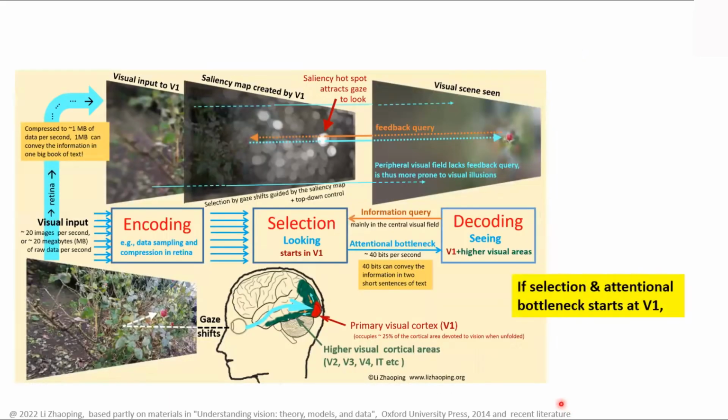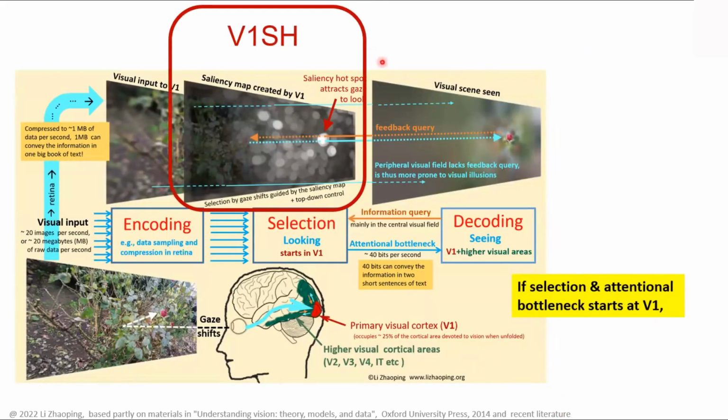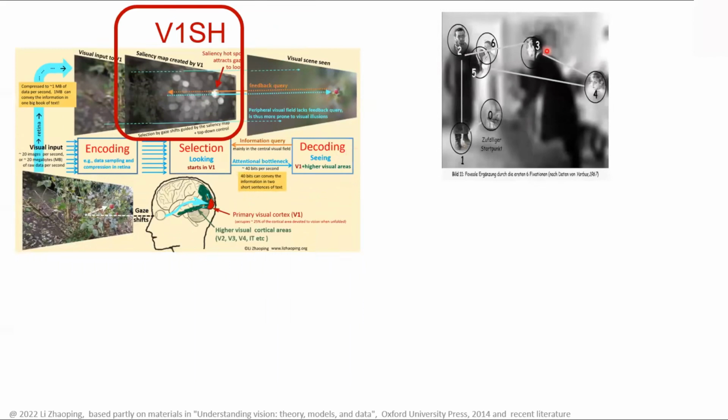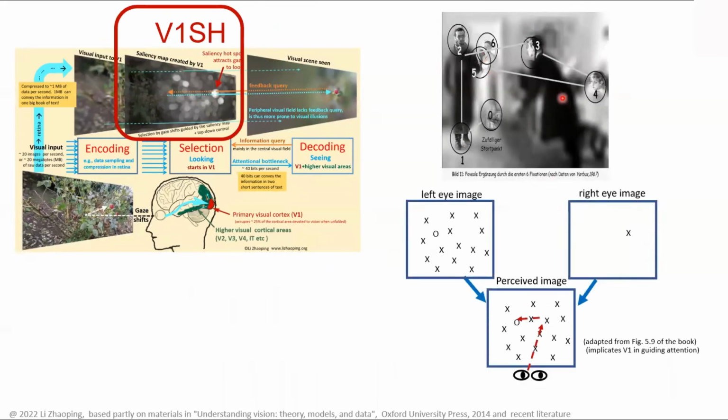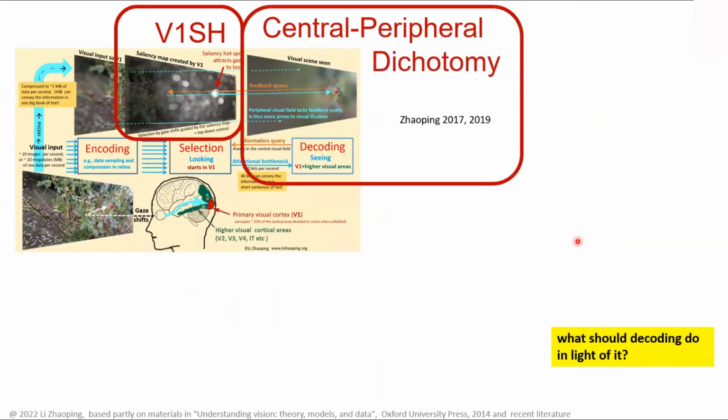Now we already think that V1 starts our initial eye movement. So if the eye movement guidance is already happening in V1, if you don't want to waste your time, you had better start selection right there. That's the motivation, so selection starts at V1. Here is the evidence showing this in V1, but then what should the decoder do in light of it?